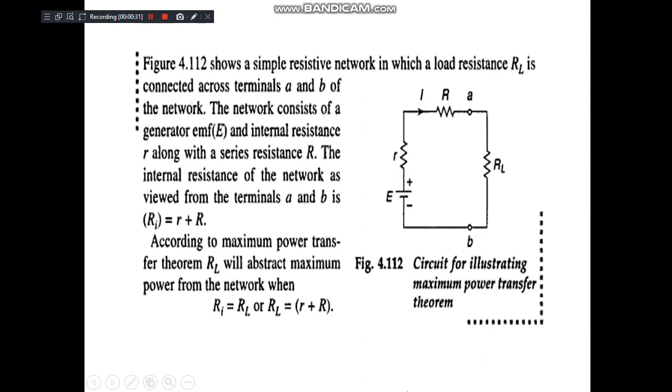According to the statement, the maximum power transfer theorem says that a load RL will extract maximum power from a network when the internal resistance is equal to the load resistance. Here we are considering a simple circuit consisting of a generated EMF, the load resistance RL, and the internal resistance of the source, which is a series resistance.